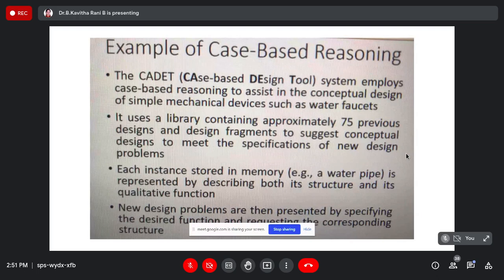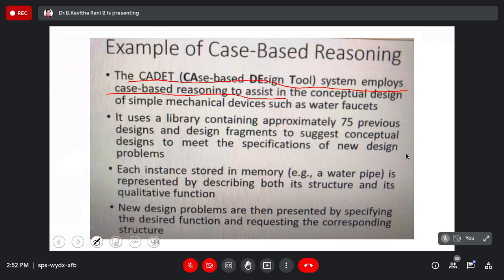Okay. So there is one example related to CADET. What is CADET? That is a case-based design tool. The case-based design tool system employs case-based reasoning to assist in the conceptual design of simple mechanical devices such as water faucets. Faucets means taps. Okay. So here we have taken the water taps example. So what is that example? Just see here.